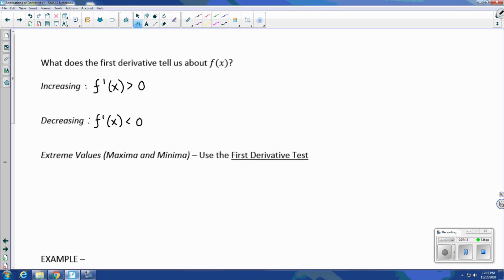Now, why would it be important to know this? Because if I can identify this change in behavior, I will then be able to identify a max or a min. Because if we go from increasing to decreasing, we have a max. And if we go from decreasing to increasing, we have a min. Or if we're at an endpoint, so let's look at a left endpoint and a right endpoint.